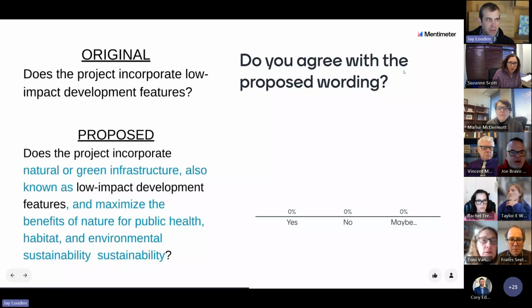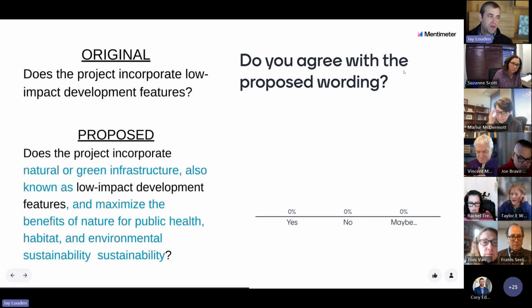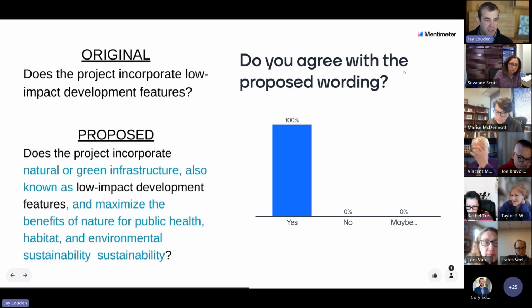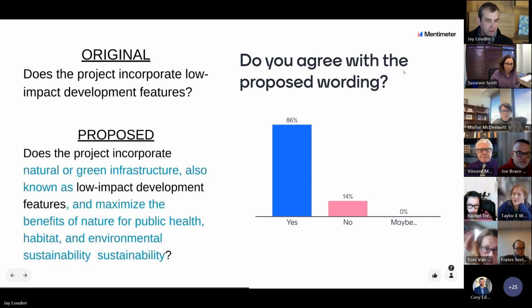The original: does the project incorporate low impact development features? So we've talked about this before. Proposed is, does the project incorporate natural or green infrastructure, also known as low impact development features, and maximize the benefits of nature for public health, habitat, and environmental sustainability? And we've got an extra word in there. Sorry about that. Okay, we've got a note. Please speak up.